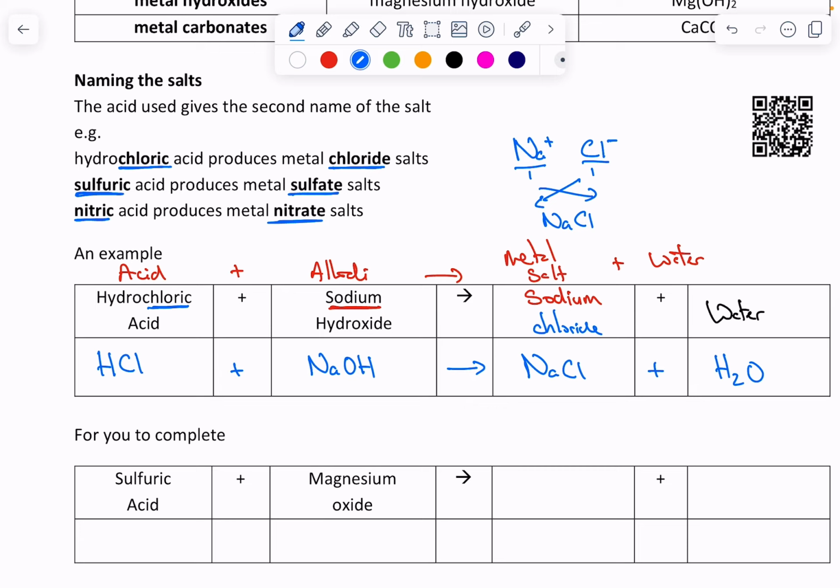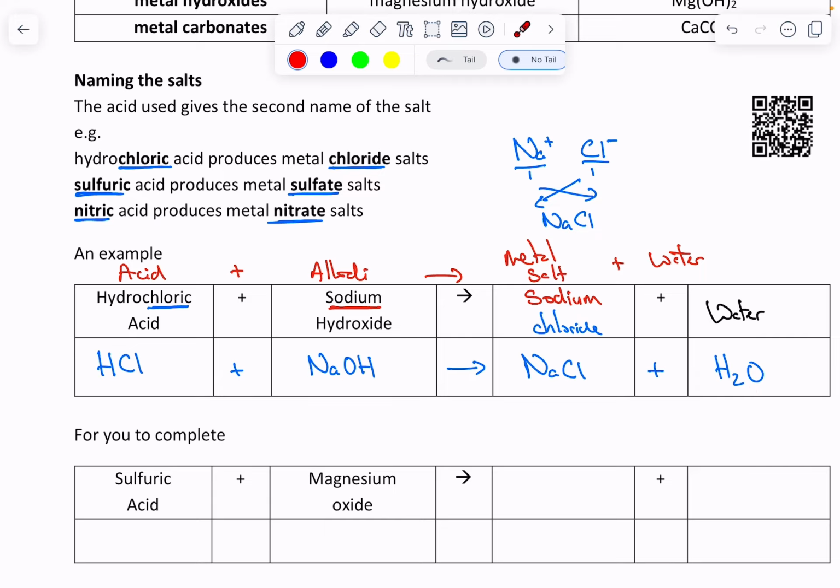Then just check if it's balanced. This one is balanced because there's 2 hydrogens, and there's 2 hydrogens here. There's 1 chlorine and 1 chlorine. There's 1 sodium and 1 sodium. And there's 1 oxygen and 1 oxygen.